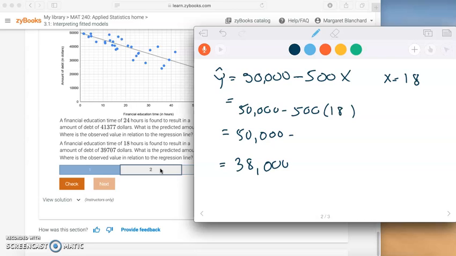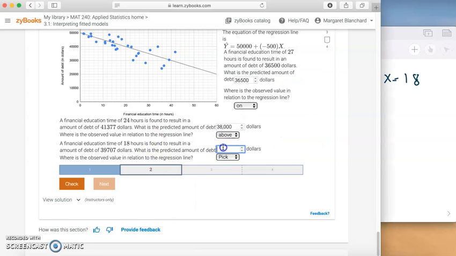18. Oops, let's erase this too. So we have 500 times 18. That's going to give us 9,000. So 50,000 minus 9,000 is 41,000. So let's put that over here, 41,000. And it predicted, so our predicted amount is 41,000. The amount of debt is 39,000. So that means it's below. That would mean if the data point was down here, it would be down here below the line.